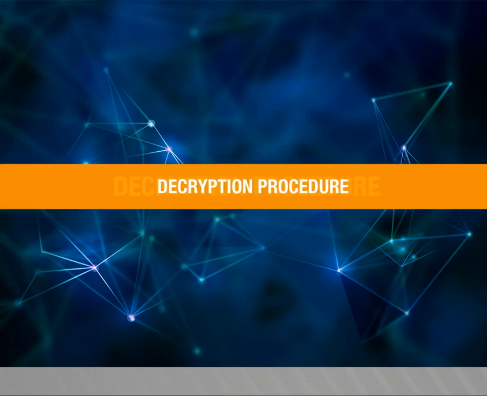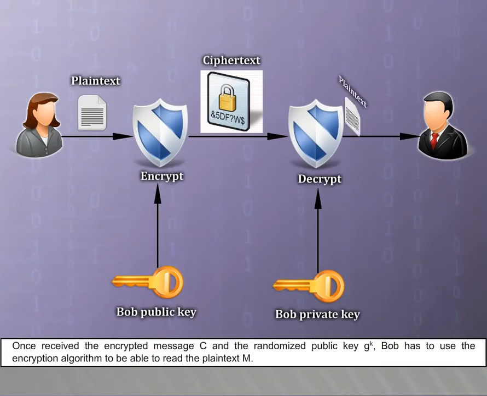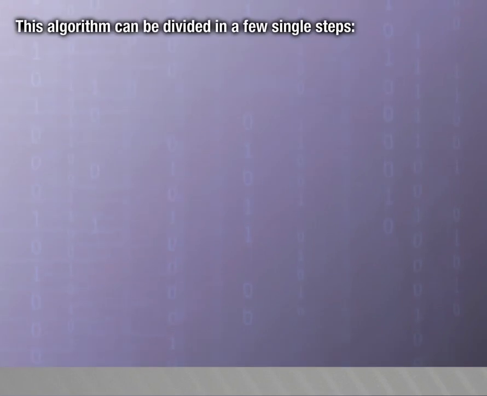Decryption procedure. In this video, we are going to see about decryption procedure. Once Bob has received the encrypted message C and the randomized public key G^k, he has to use the decryption algorithm to be able to read the plaintext M. This algorithm can be divided into a few single steps.